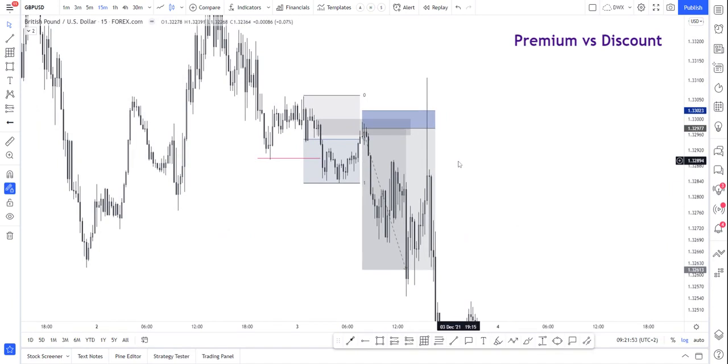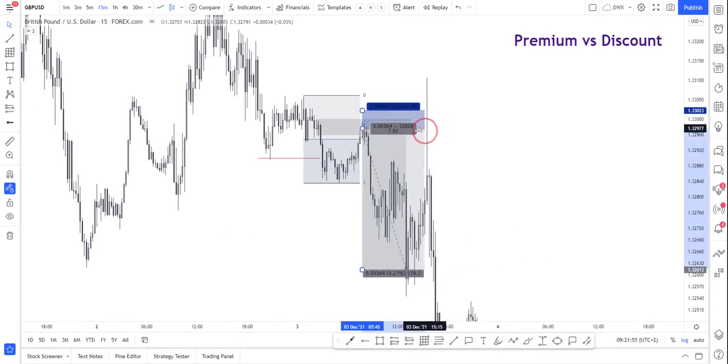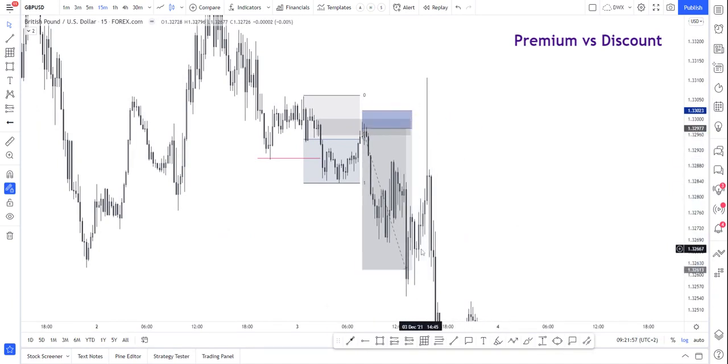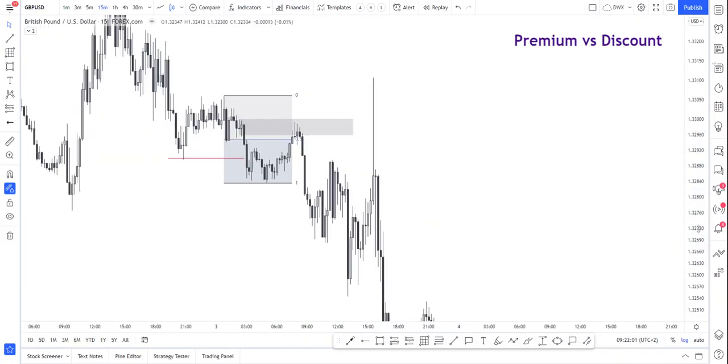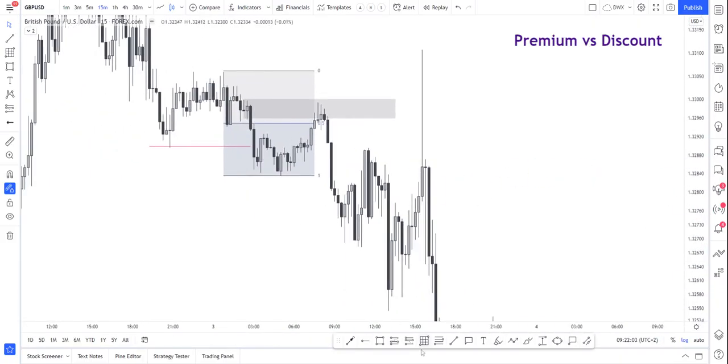So sometimes it won't work out, and sometimes you won't get that perfect move. But this is the general idea of what is meant by how I use the premium discount tool.